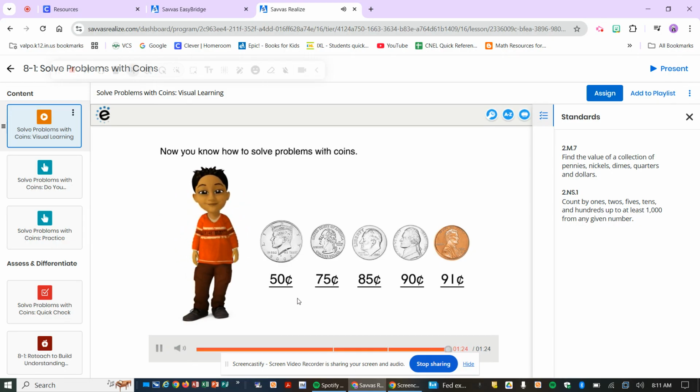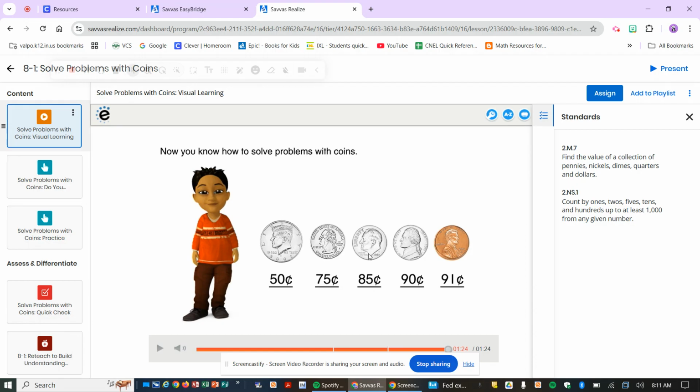Really quickly, second graders, I want you to notice that they're using the count on strategy, so they're not saying that this is worth 75 cents. They're counting on. So the bottom numbers include the coins before. This one is 50 cents. 50 cents plus a quarter, which is 25 cents, equals 75 cents.